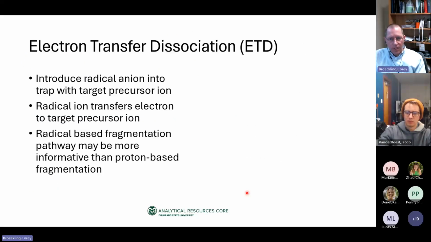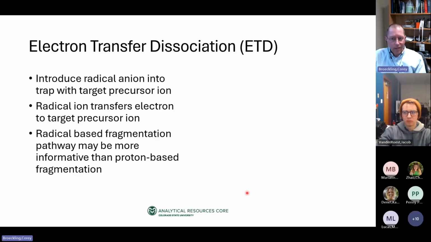Electron transfer dissociation is another commonly used tool, though much less frequent than collision-induced dissociation. It's probably the second most commonly used. And the mode of operation here is to introduce a radical anion into the trap with a target precursor ion. And this radical anion is generated with an electron beam. So you introduce a compound which can be ionized by an electron beam to generate a radical anion that transfers the electron to your target analyte.